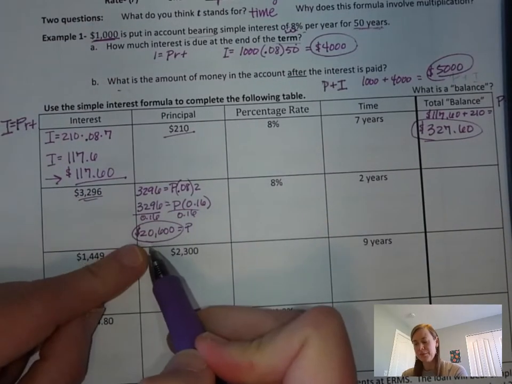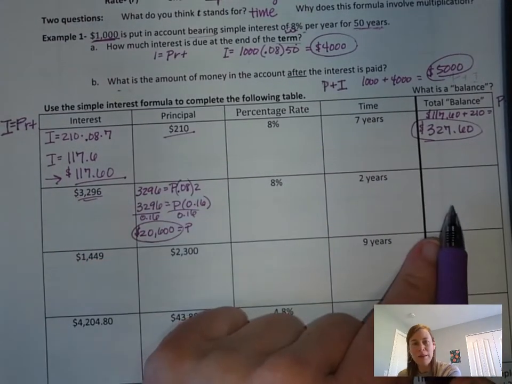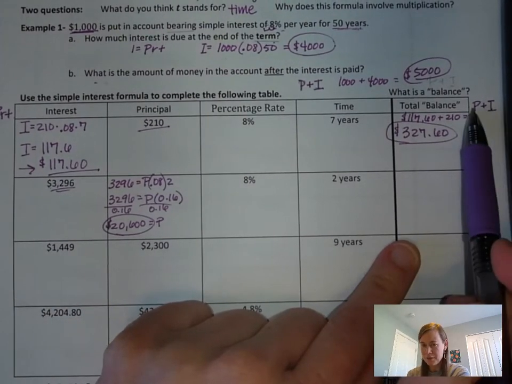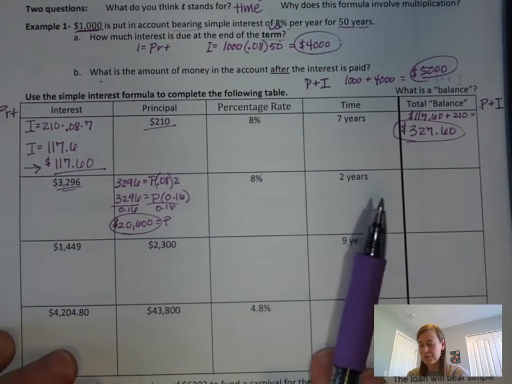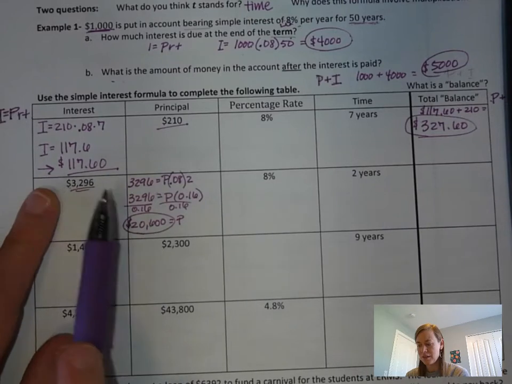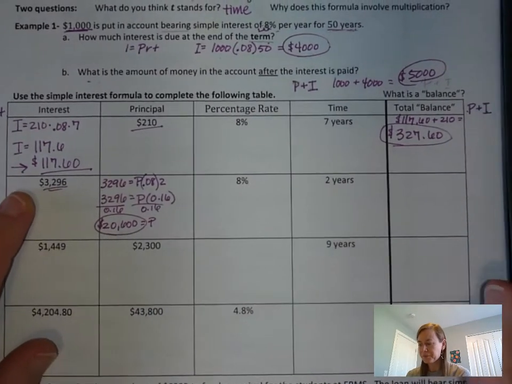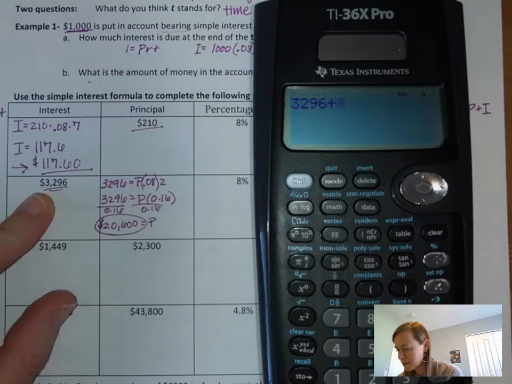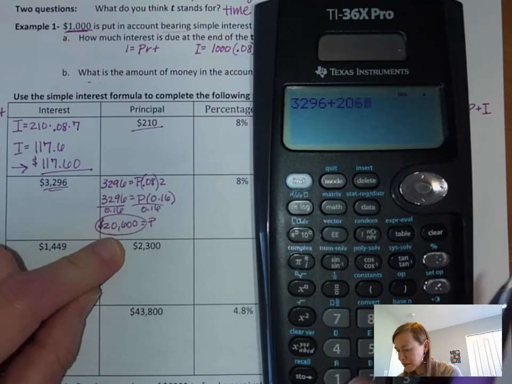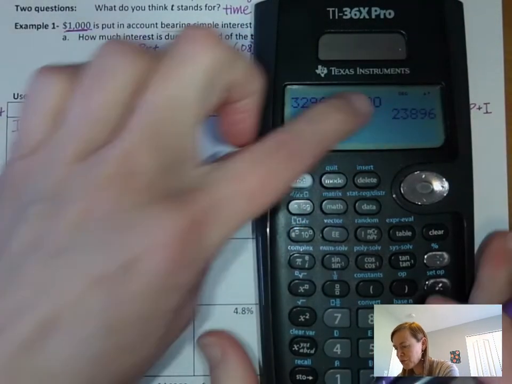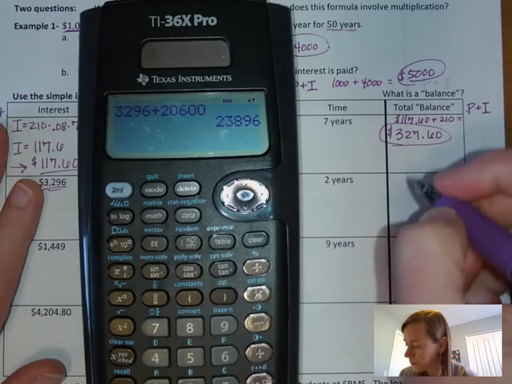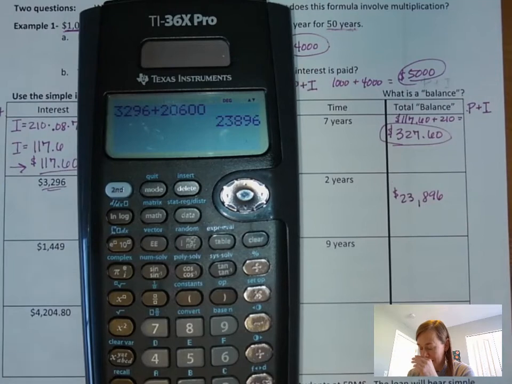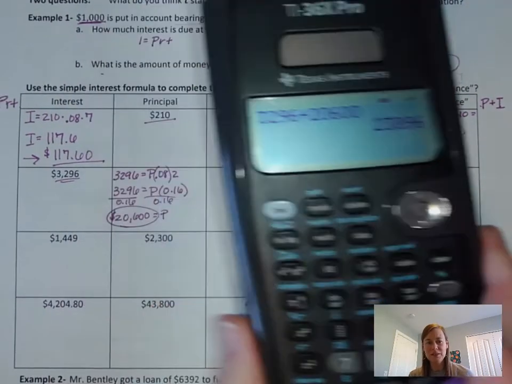So here's your principal. Now we need to figure out the total balance at the end of the 2 years. And remember, the total balance is the principal plus the interest. So let's add those together. It's going to be these first 2 columns here. So that plus that. Grab that handy calculator. 3296 plus 20,600, and we're going to get 23,896. Alrighty, good. Let's do the next one.